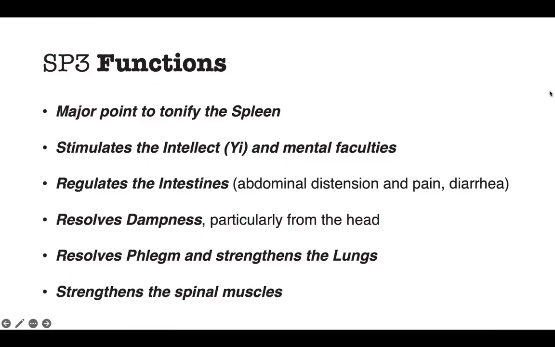Spleen 3 is the major point to tonify the spleen. It stimulates the intellect, the Yi, and mental faculties. Spleen 3 regulates the intestines, so it's very good for abdominal distension and pain and diarrhea. Spleen 3 resolves dampness, particularly from the head. Resolves phlegm and strengthens the lungs and strengthens the spinal muscles.